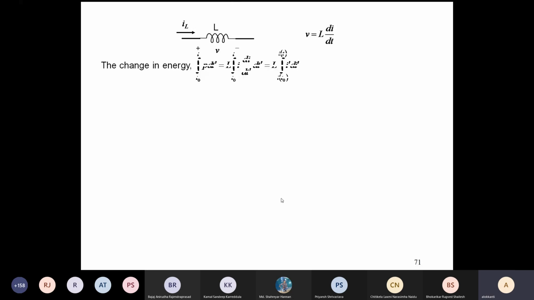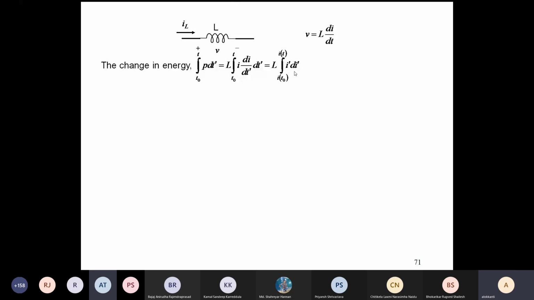Again, as we told, we are computing the energy from t0 to t. So integration of P dt from t0 to t. So you do the integration on the right hand side. So you will get what? Integration of i di will give you what?